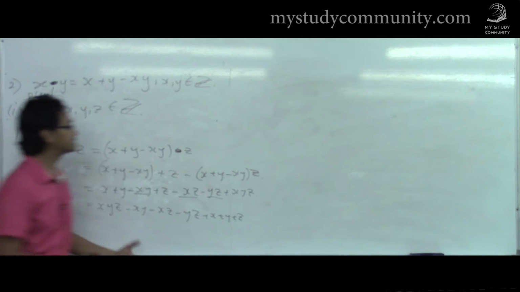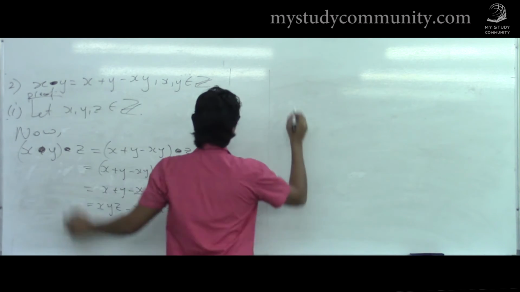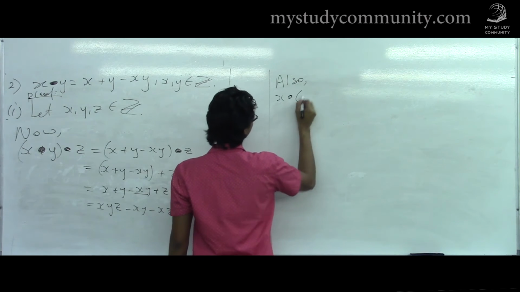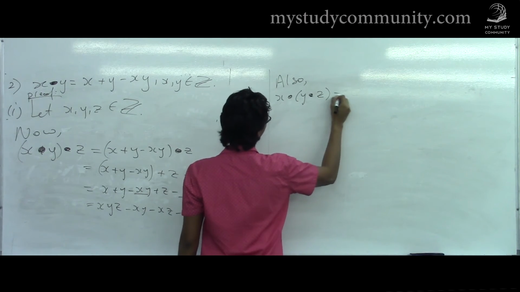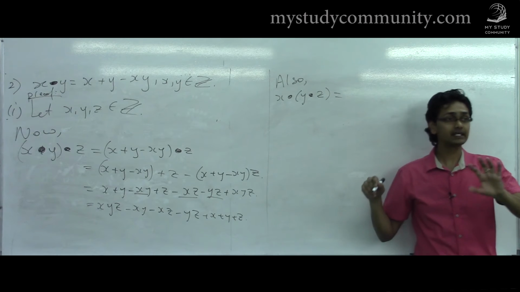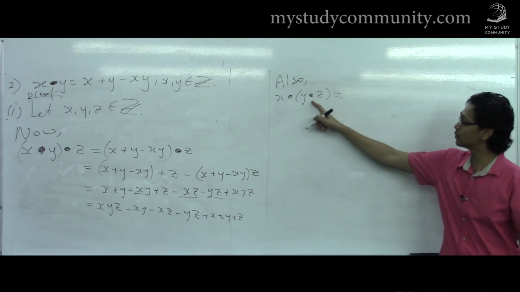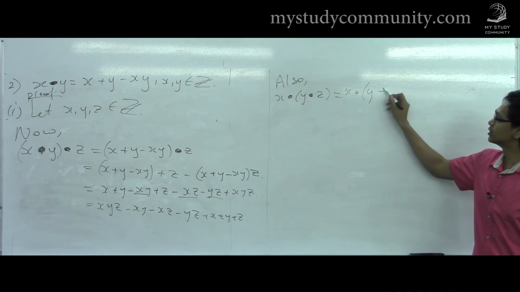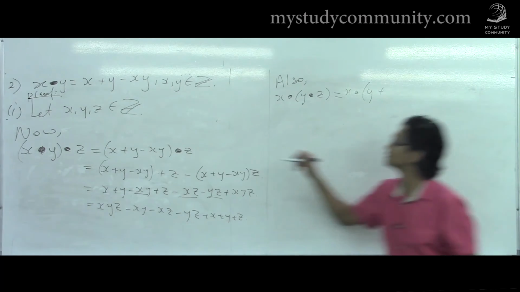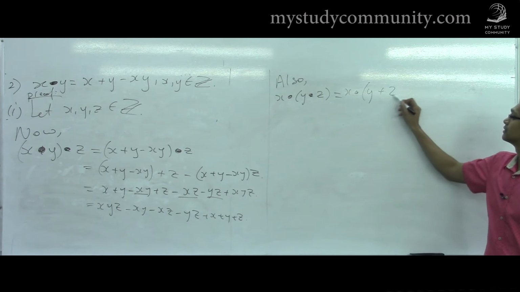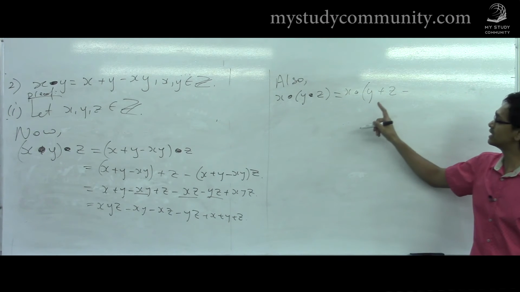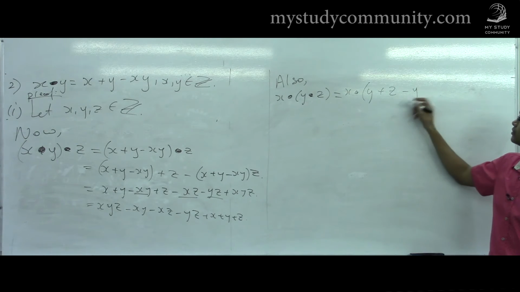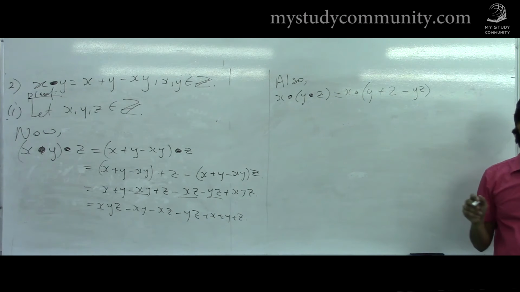And then I want to go and do the second side. So I want to say also x circle y circle z. And again, you just need to make sure, take your time. This works out to x circle the first element, which is y, plus the second element, which in this case is z, minus the product of the first element, which is y, by the second element. Yes?